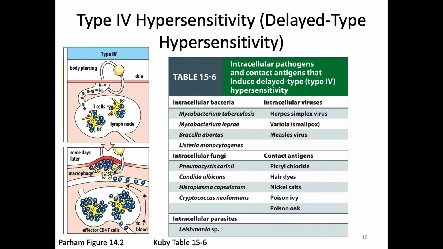And so, just like you saw with type 1 hypersensitivity, you do need to sensitize the response and sort of prime the response and push it in the direction of the adaptive response that we're going to see before we see this response.